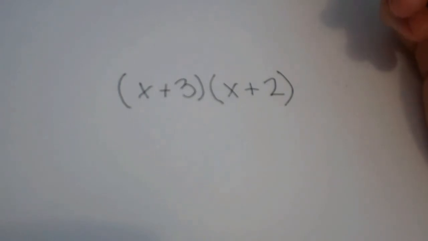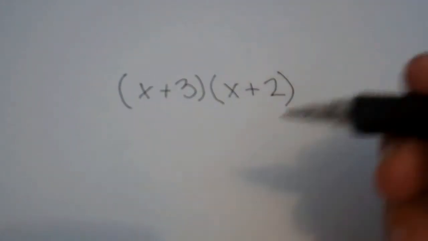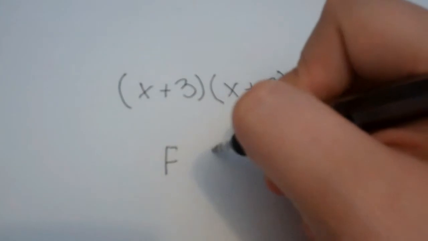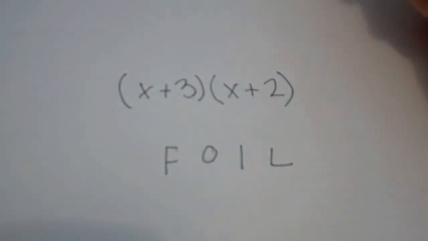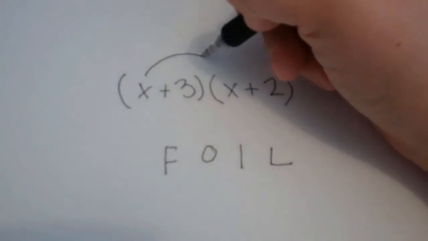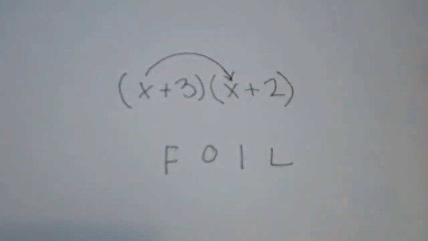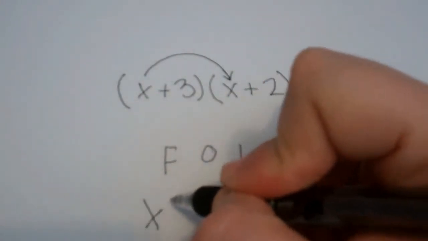I'd like to introduce you to Mr. Foil. What is Mr. Foil? Well, the term FOIL stands for first, outer, inner, and last. And that's the order in which we're going to multiply each of these terms together in order to result in a final polynomial. So, let's start with first. Mr. Foil begins by multiplying x by x. Well, x times x happens to give us x squared.